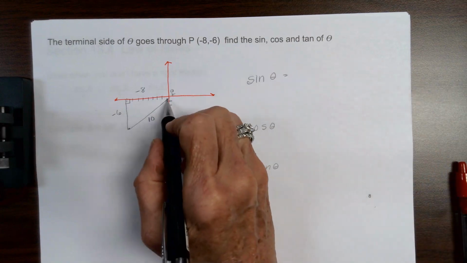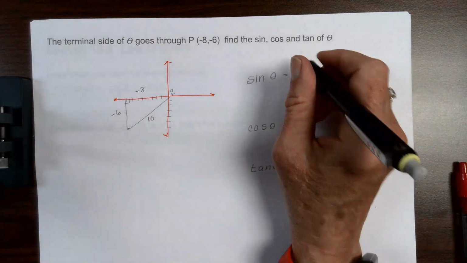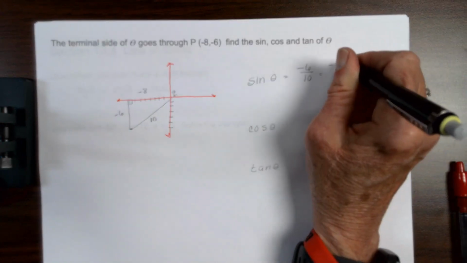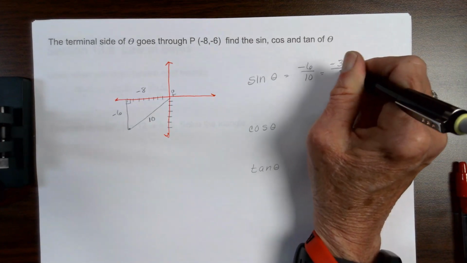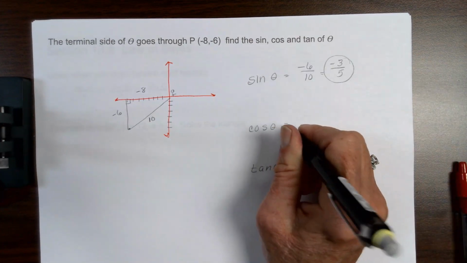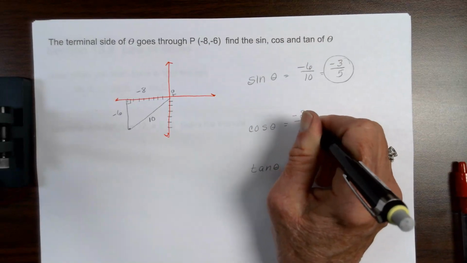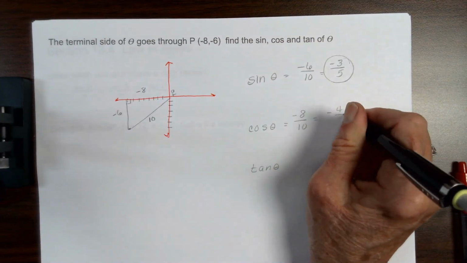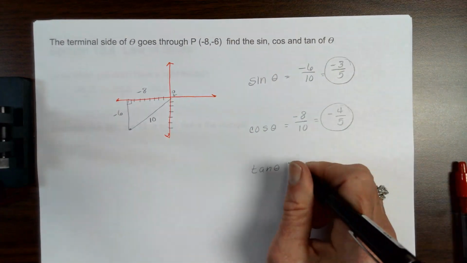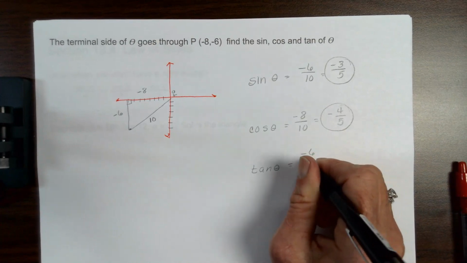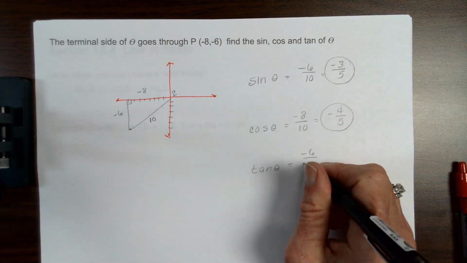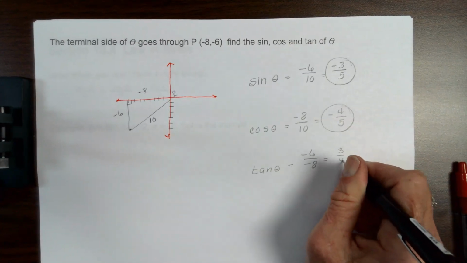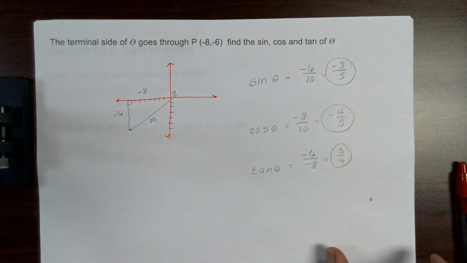Okay, so remember I'm standing right here. So my sine would be negative 6 over 10, which I'm going to reduce to lowest terms, so negative 3 over 5. Cosine is going to be a negative 8 over 10, adjacent over hypotenuse, which is a negative 4 over 5. Tangent is going to be opposite, which is negative 6, over adjacent, which is negative 8, which is going to be a positive 3/4, because I have a negative divided by a negative.